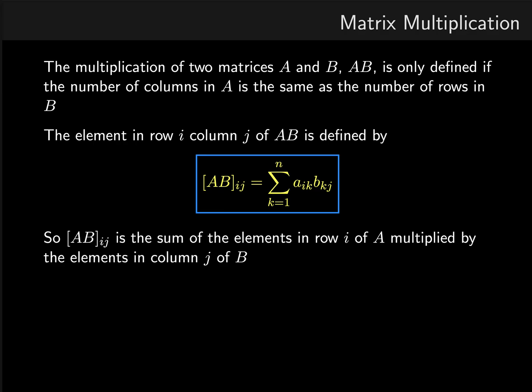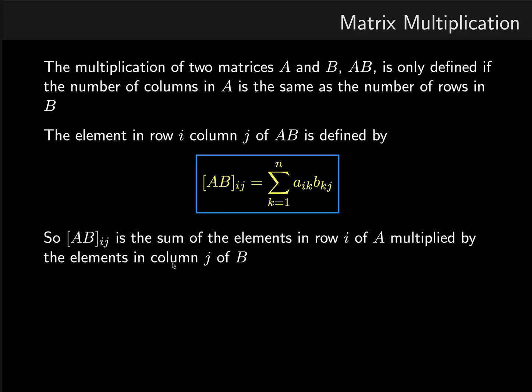Okay, so the matrix multiplication is defined by this equation here. So this is the element in row I, column J of the matrix multiplication A multiplied by B. So this element is equal to a sum of these two multiplied together. Now this looks quite complicated expressed in this way. It's easier if we think about it as the element in row I, column J of A times B, or A multiplied by B, is the sum of the elements across row I of A multiplied by the corresponding elements in column J of B.